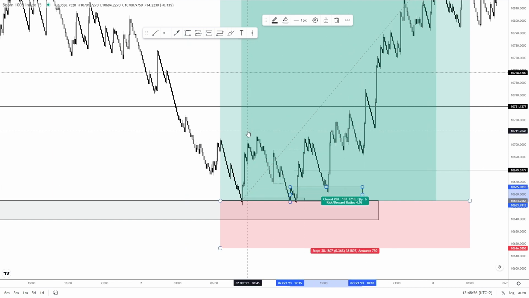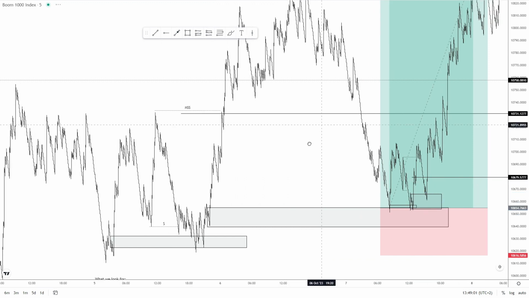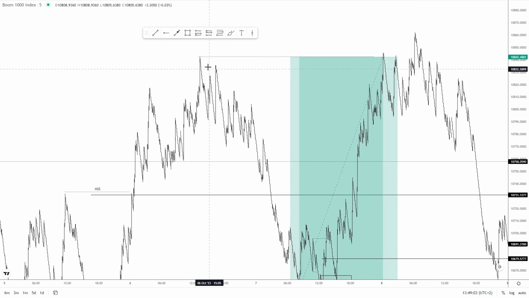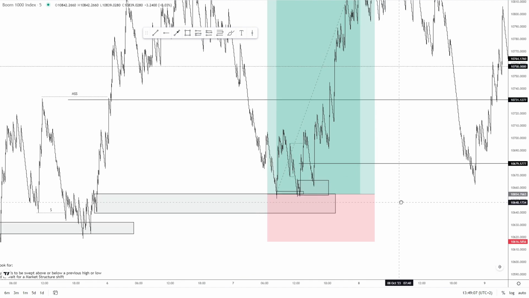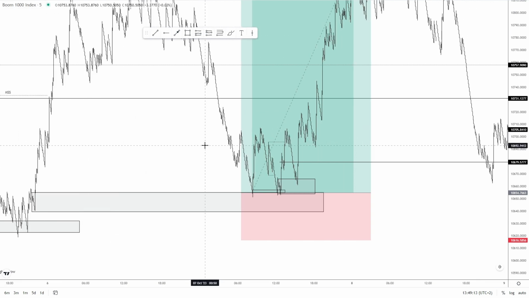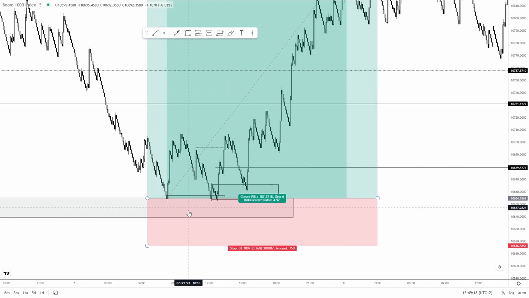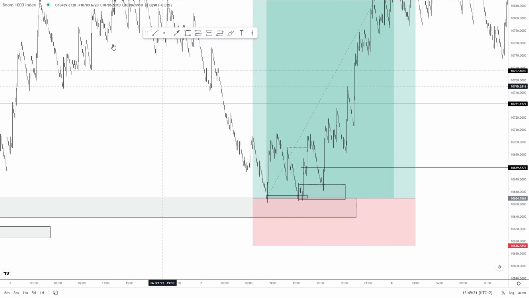Where do we target? You can use this as an entry point. You can target the higher time frame liquidity, the point of interest. So you see, everyone, it's not just on one time frame. You can go to the 5-minute, but you can use the same model to enter on the lower time frame as well, even if it's on boom and crash.